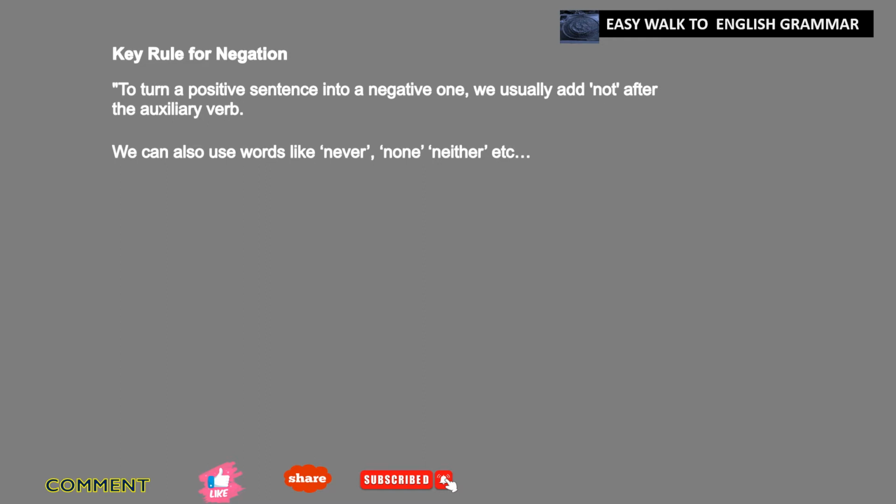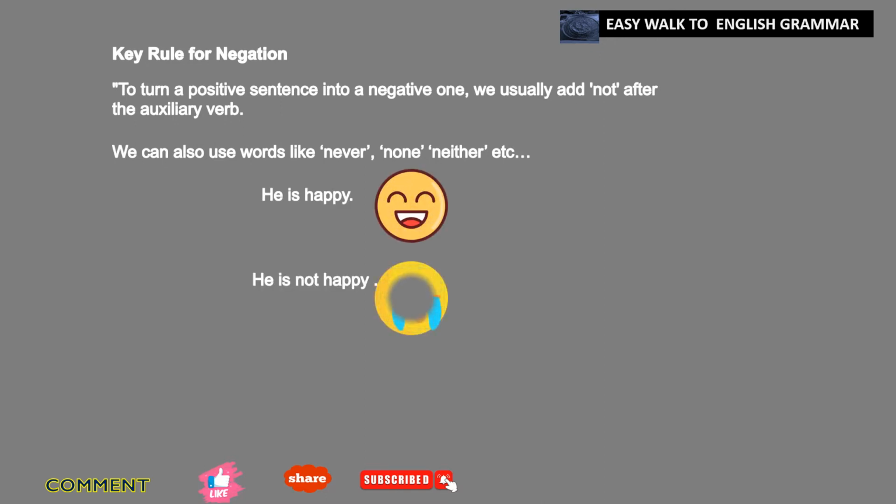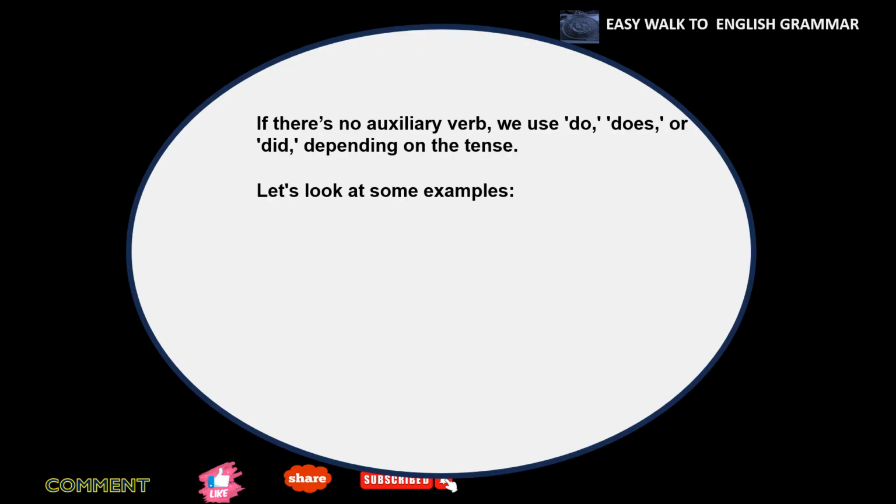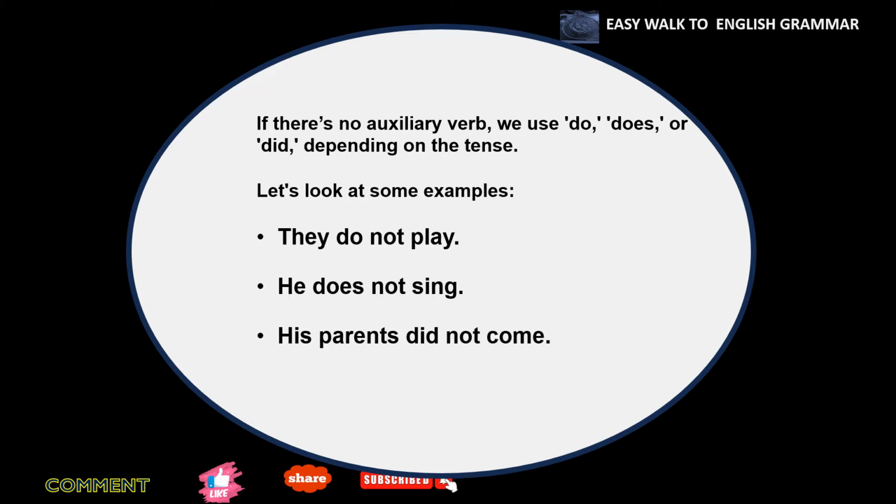As this is a beginner level video, we'll focus on the word of negation, not. For example, he's happy. This is a positive sentence. He is not happy. This is a negative sentence. If there is no auxiliary verb, we use do, does, or did, depending on the tense. Let us look at some examples. They do not play. He does not sing. His parents did not come.